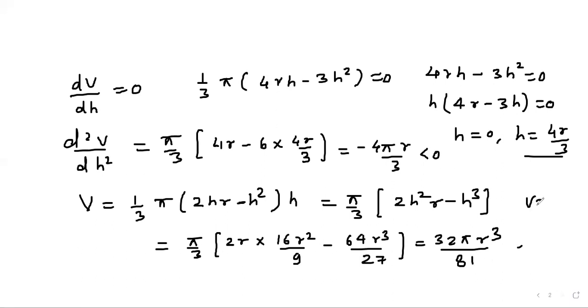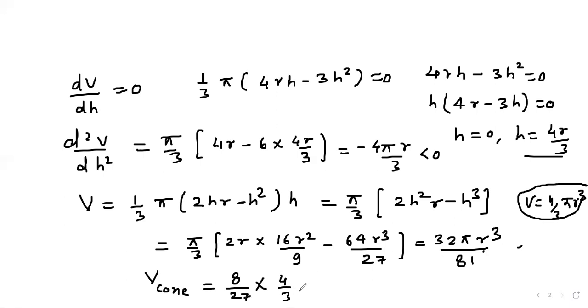We know that the volume of a sphere is 4 by 3 pi r cube. So let's separate 4 by 3 pi r cube from here. So V of cone is equal to, if we separate out 8 by 27 from here, we are left with 4 by 3 pi r cube. So we can say that V cone equals 8 by 27 V sphere.